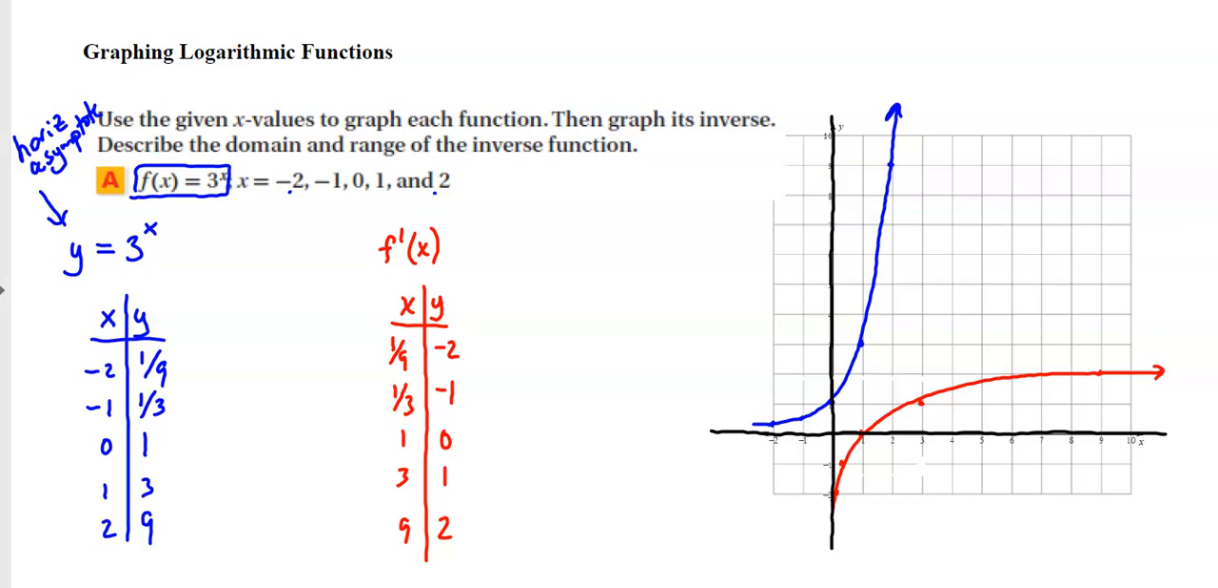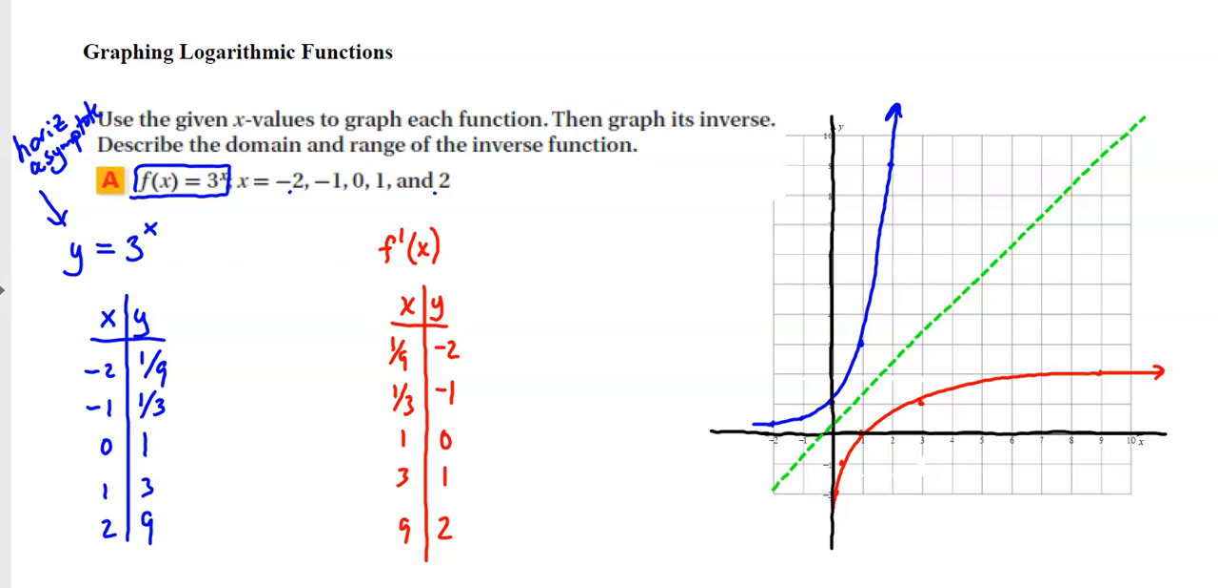And just like it's supposed to do, it's symmetrical across the line y equals x. You've got that line right there, that fold line. A graph and its inverse should always be symmetrical about that line. So it actually did what it was supposed to do.